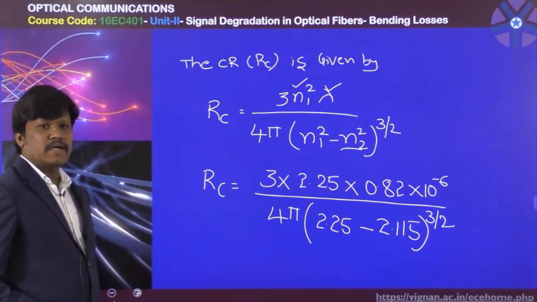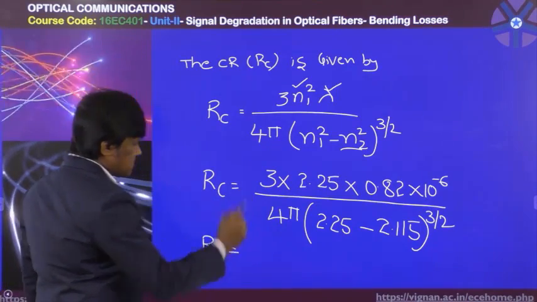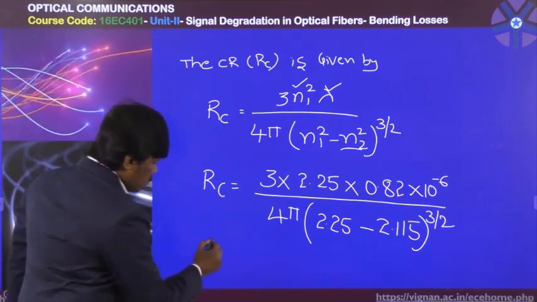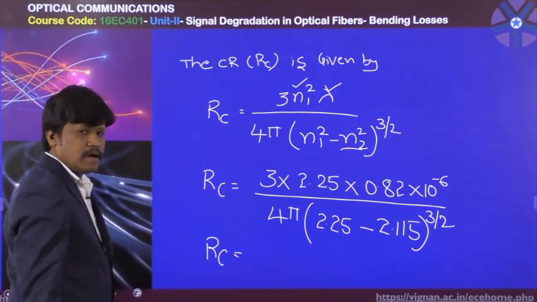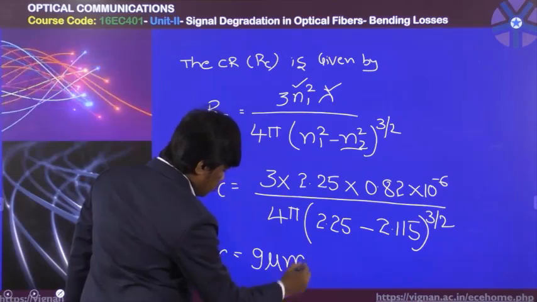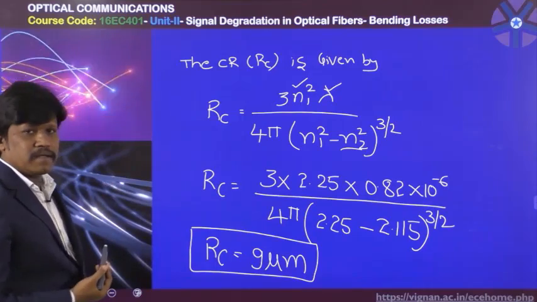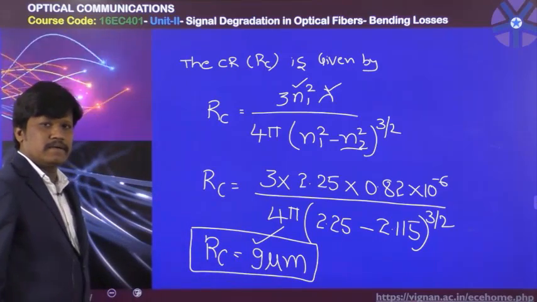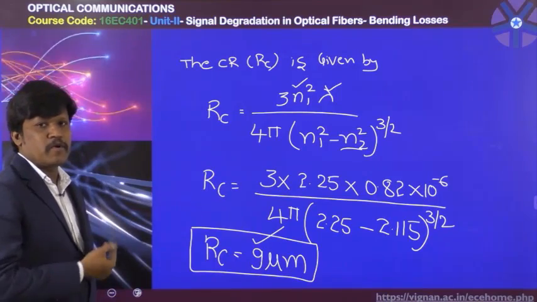Try to calculate this RC, the critical radius. After calculating we will get critical radius RC equal to 9 micrometer. So this is about problems in bending losses.